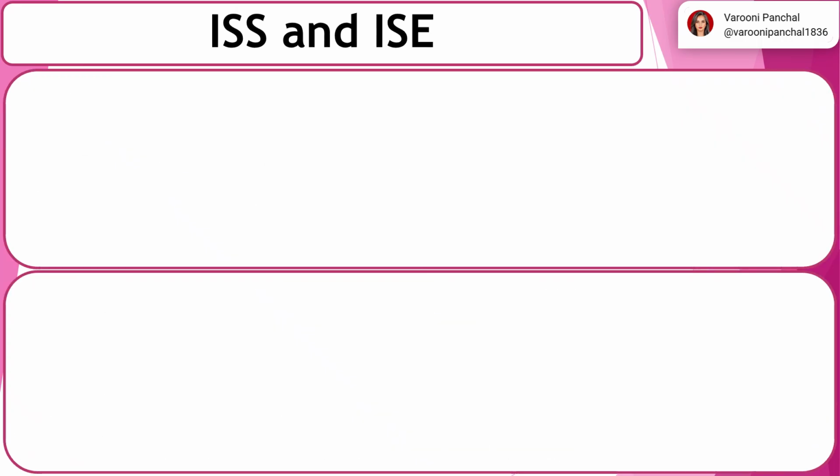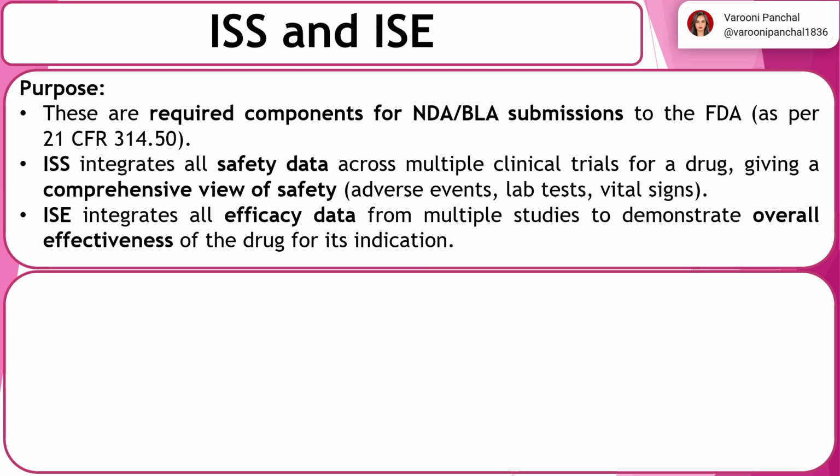ISS and ISE. Now, what is the purpose of these two terminologies? These are the required components for NDA and BLA submissions to the FDA as per 21 CFR 314.50. This ISS integrates all safety data across multiple clinical trials for a drug, giving a comprehensive view of safety, for example, adverse events, lab tests, and vital signs. And ISE integrates all efficacy data from multiple studies to demonstrate overall effectiveness of the study for its indication.